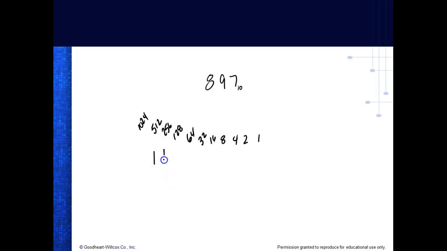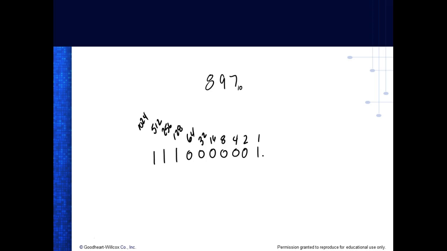1, 1, 0 all the way. Then 0, 0, then 1. That good?